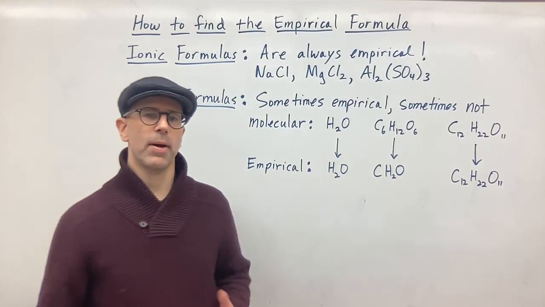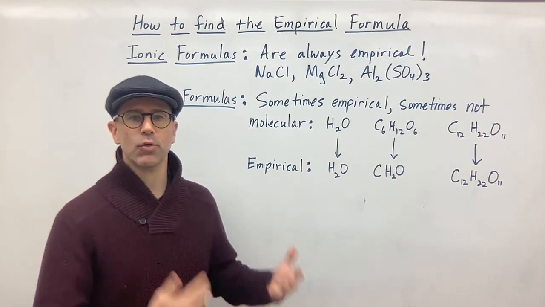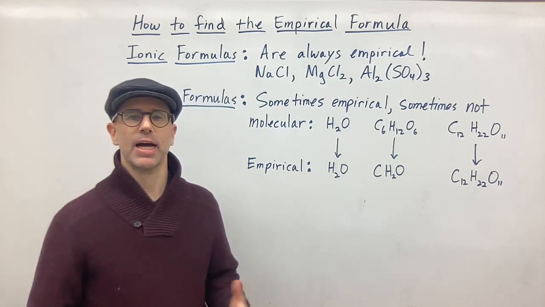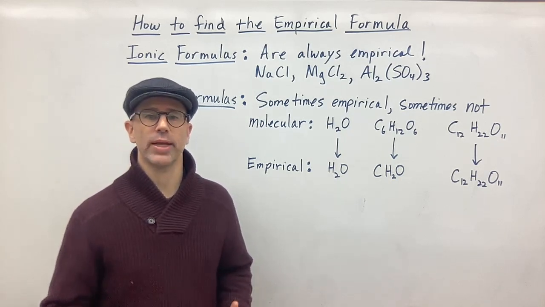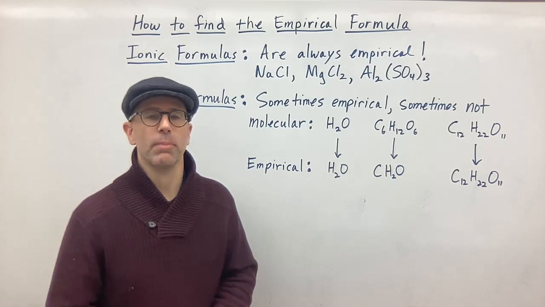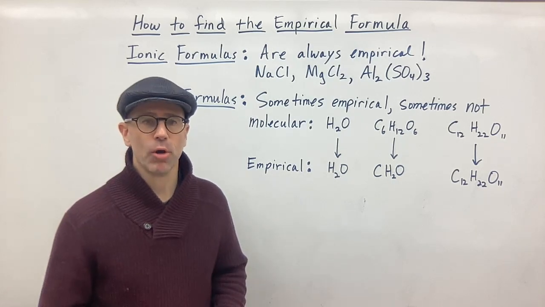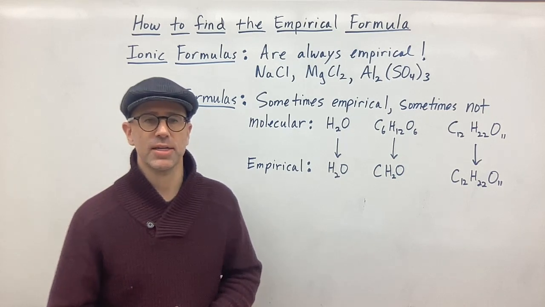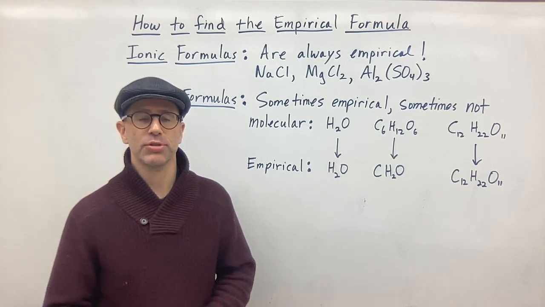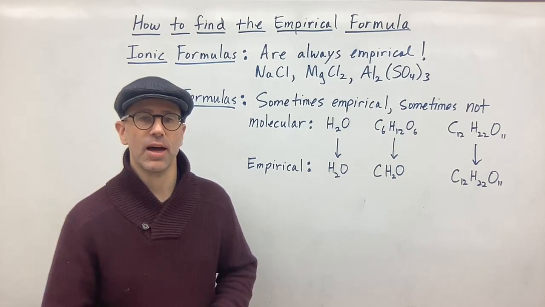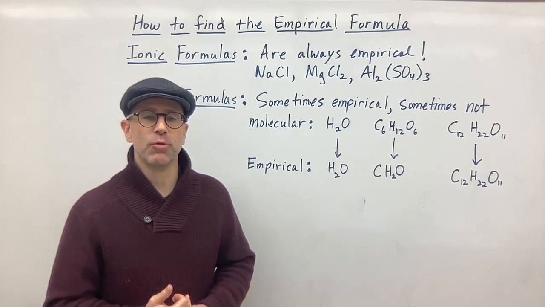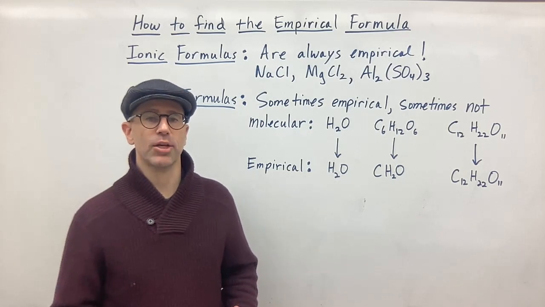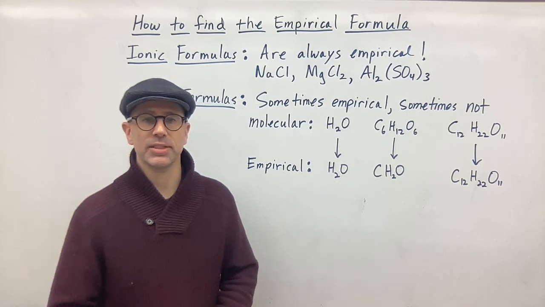Okay, so what about ionic formulas versus covalent formulas? The thing about ionic compounds is that they are always written in the empirical form. You always get empirical formulas from your ionic formulas. There is no reducing because they are already completely reduced, and that's just the way you write ionic formulas. The reason is that we don't really have molecules for ionic substances.